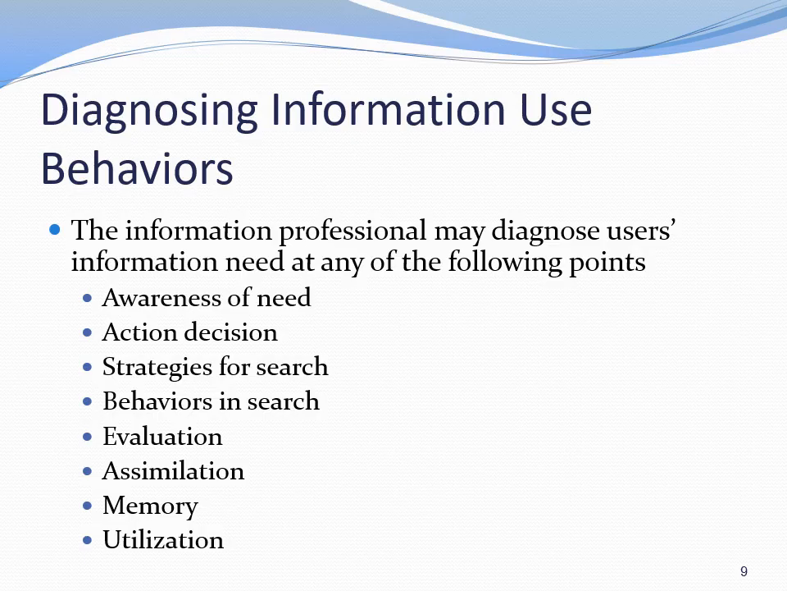So there are various reasons and various needs why they need some information. So they are aware of the need. So this is like the first stage in the information use behavior process, becoming aware of a need for information. And then action decision. After becoming aware of a need, the user may elect to act by seeking to satisfy that need. And then strategies for search.